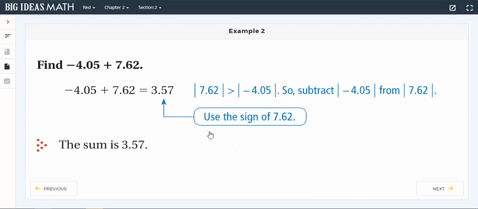So if you think you understand these two, you can go to the next page and try some on your own.